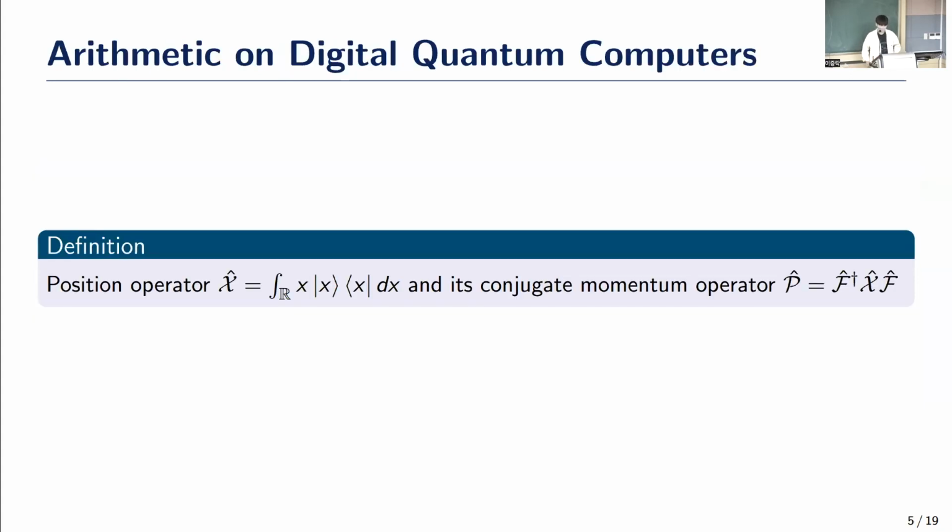So I'll introduce how we can do arithmetic on digital quantum computers. First, let's see the continuous version. Let's define a position operator x, which gives its position as an eigenvalue, and its conjugate momentum operator p, and p can be written as F dagger x F, where F is a Fourier transform, which can be thought of as a transformation from position space to momentum space.